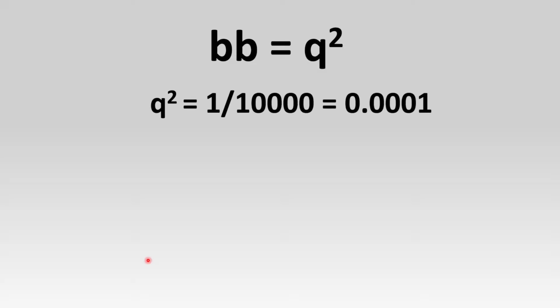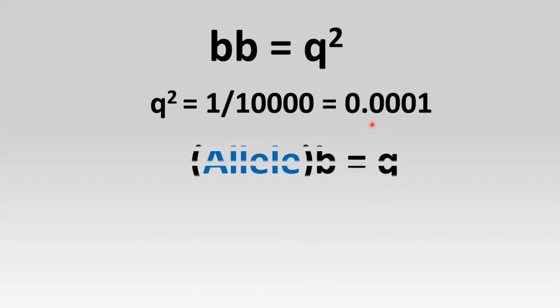Let's do the math. He gave us in the question the q squared when he mentioned that it is autosomal recessive. So I chose the letter b small, b small. It's up to you again. So q squared here equals what? He said 1 out of 10,000. So 1 divided by 10,000 equals what? 0.0001. Great.